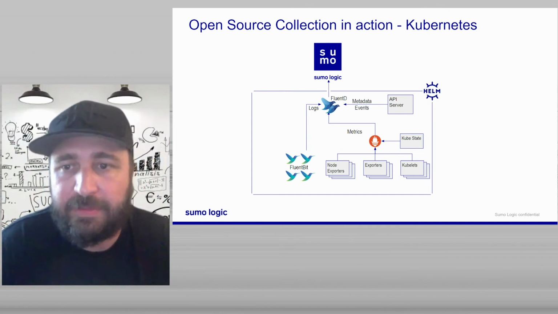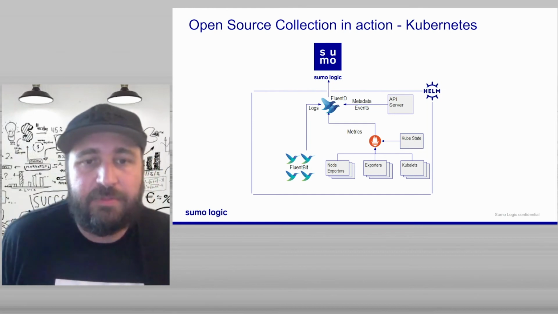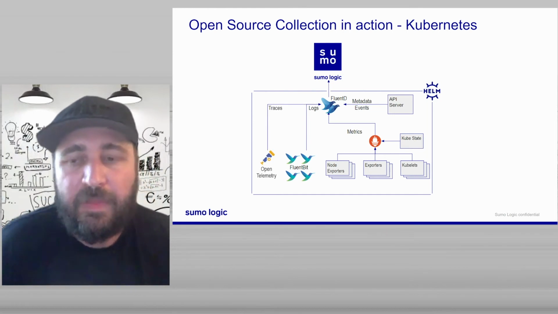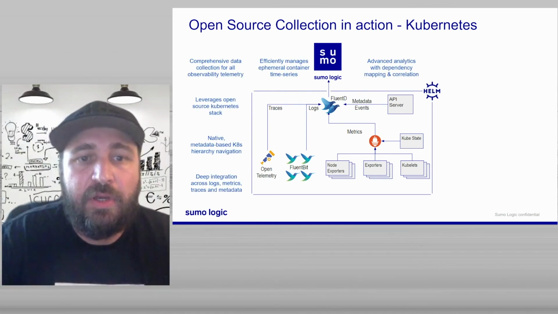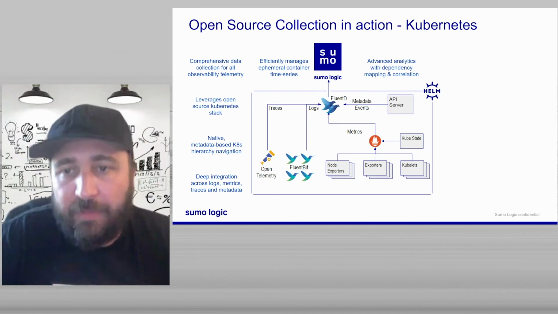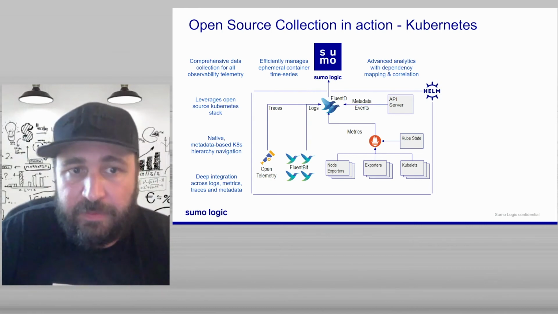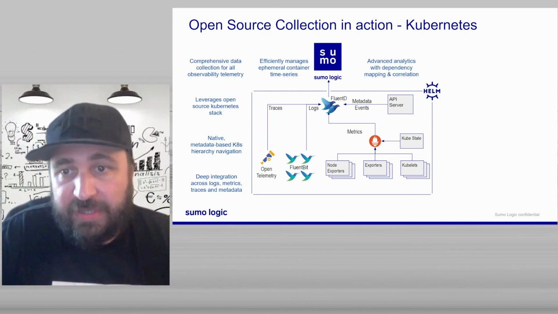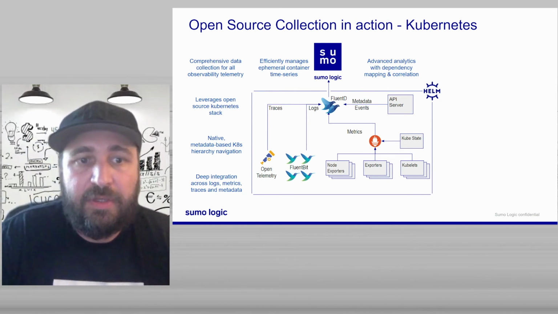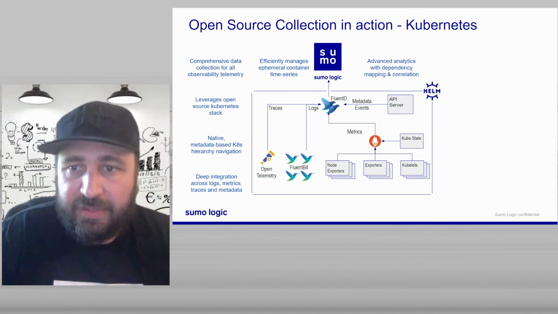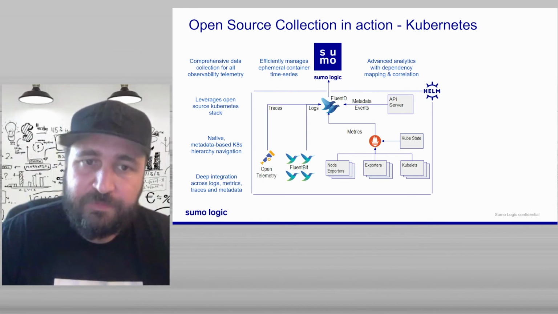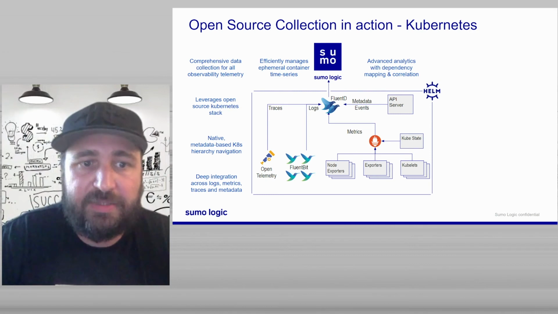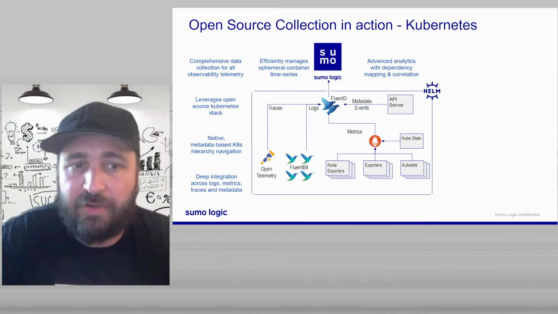All of this gets packaged up as a Helm chart and is as easy to install in Sumo Logic as Helm install Sumo Logic. Now, this kind of an architecture and putting these open source components together for this solution really bring a lot of benefits. We have comprehensive data collection for all the observability telemetry. It's leveraging an open stack, fully built on open standards. It has native metadata-based K8s hierarchy navigation, so you ensure that you capture all of your Kubernetes hierarchies. We make sure that those are easy to search through that metadata enrichment process. It is deeply integrated across the logs, the metrics, the traces, all the metadata enrichment.